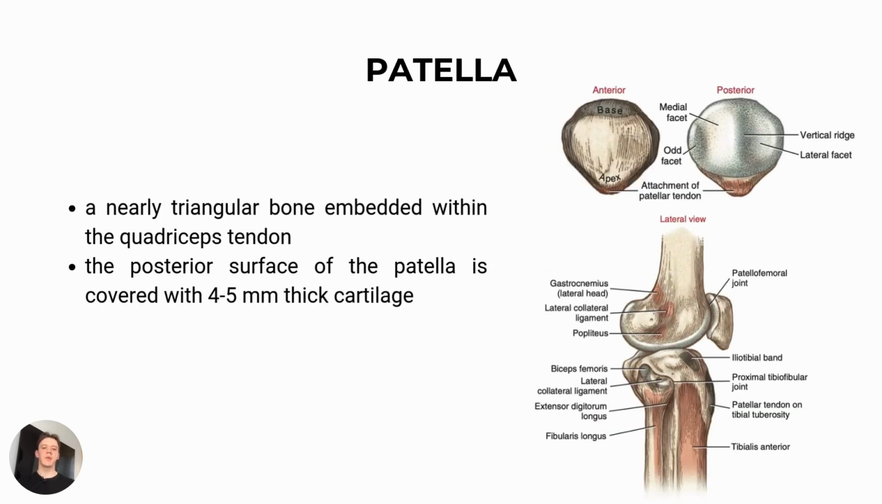Another bone that is involved in making the knee joint is the patella. It's a nearly triangular bone embedded within the quadriceps tendon. It has tendon attachments superiorly and inferiorly, and its posterior surface is covered with a 4 to 5 millimeter thick cartilage, which means that this bone actually handles severe load throughout our knee flexion and extension. You can see that it is located exactly in front of the femoral condyles here. So these are the bones that make up the knee joint.